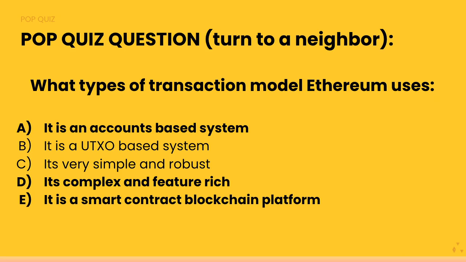It's an account-based system, which we just went over. UTXO, who uses a UTXO model? Yeah, Bitcoin. Who is very simple and robust? Yeah. And Ethereum is complex and feature-rich, and it's a smart contract blockchain platform.